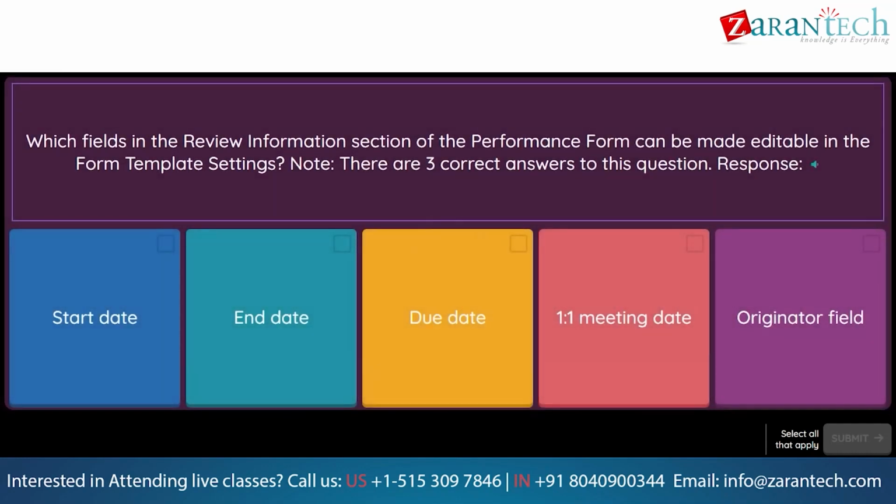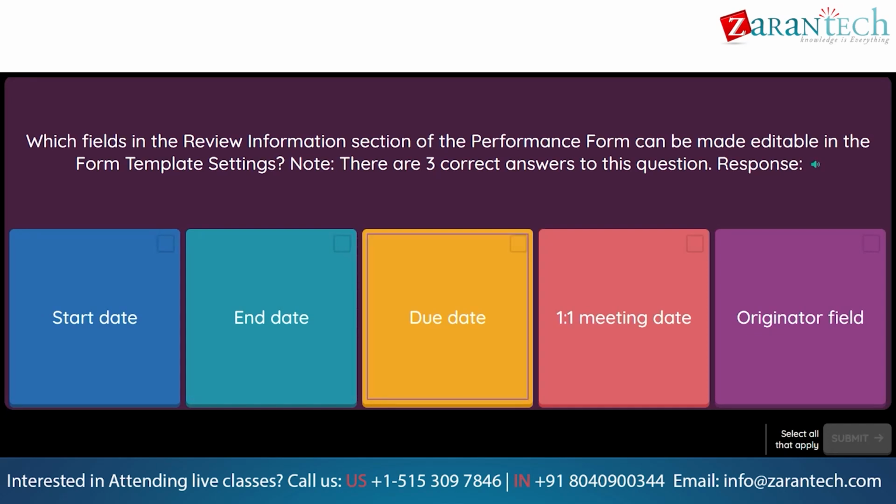Question: which fields in the review information section of the performance form can be made editable in the form template settings? Note, there are three correct answers to this question. Response: Option 1, start date. Option 2, end date. Option 3, due date. Option 4, 1:1 meeting date. Option 5, originator field.